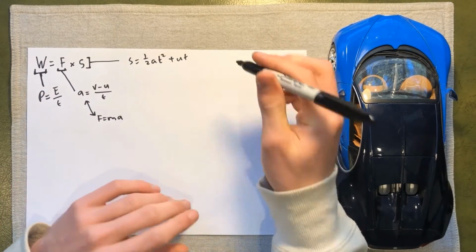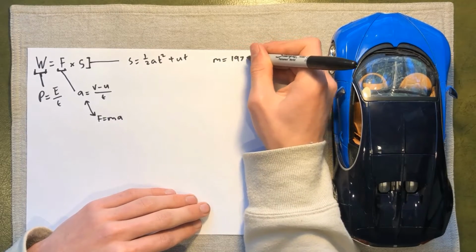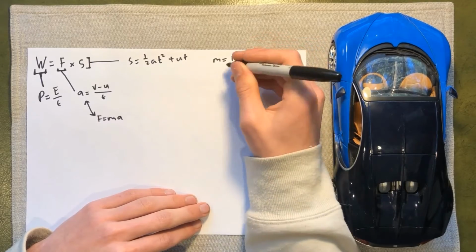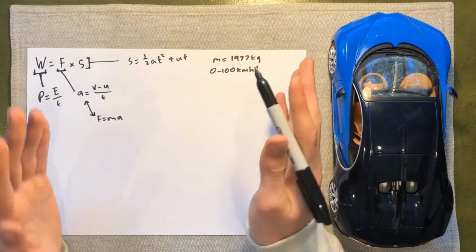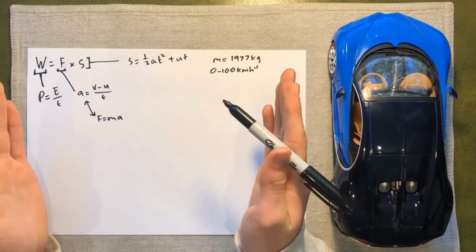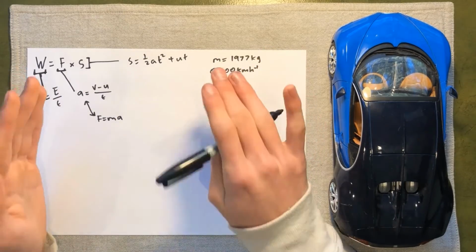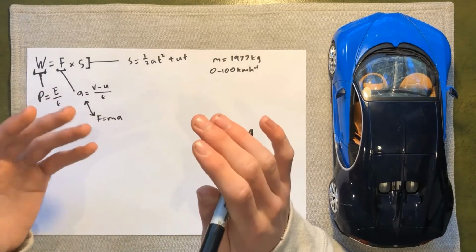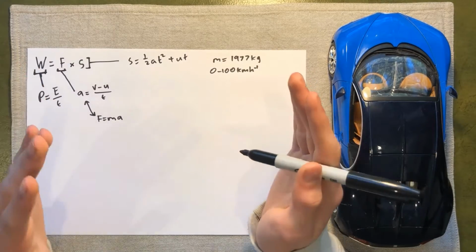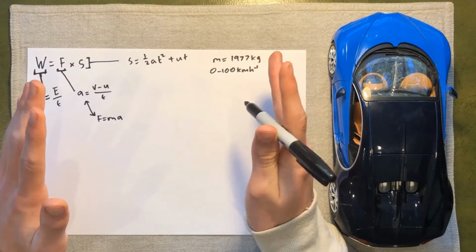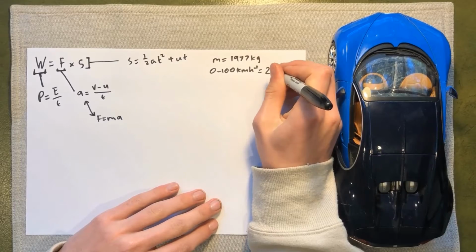So before we start, a few data points we need to write down. We know the mass of the car is 1,977 kilograms. It's a heavy car. 0 to 100 kilometers per hour is the period we're going to be using to calculate the engine's power. Of course, you could do beyond this, but I think it's a good point to measure the maximal power without getting into things like air resistance too much, which of course are at play. Anyway, that's going to be 2.4 seconds.